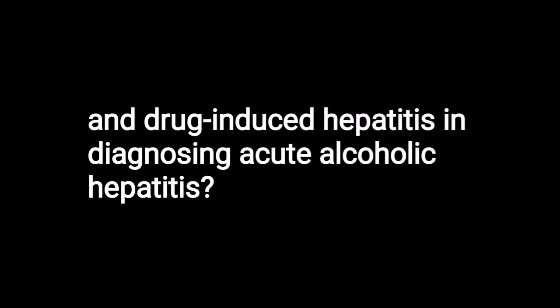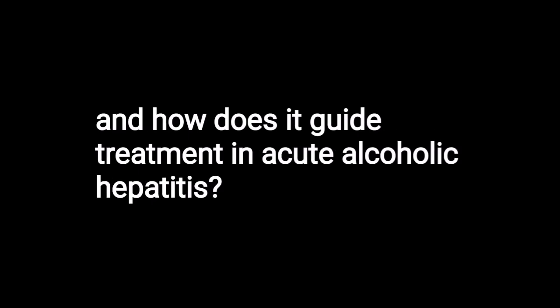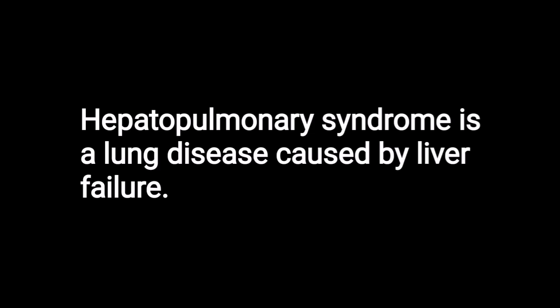404. How do you exclude viral and drug-induced hepatitis in diagnosing acute alcoholic hepatitis? Clinical evaluation and specific tests for viruses or drugs that can cause liver injury. 405. What is the discriminant factor and how does it guide treatment in acute alcoholic hepatitis? The discriminant factor formula determines if steroids should be used for severe cases. 406. What is hepatopulmonary syndrome? Hepatopulmonary syndrome is a lung disease caused by liver failure, leading to hypoxia.